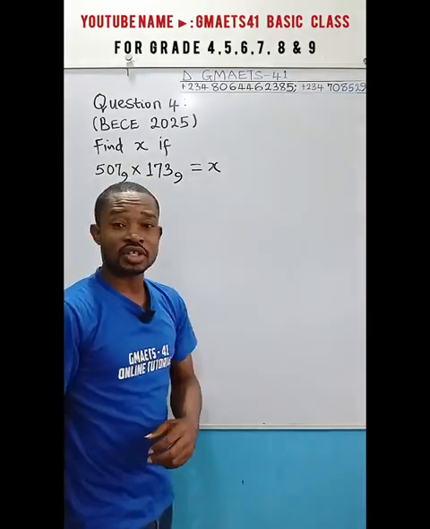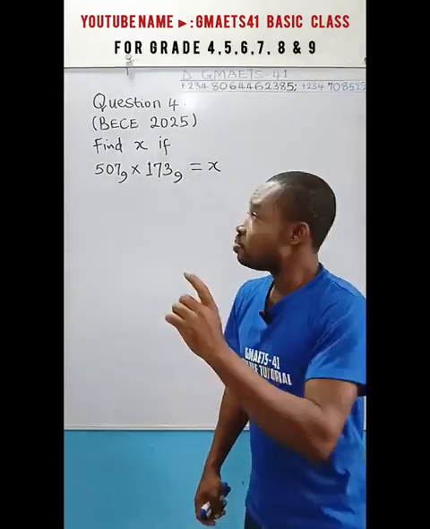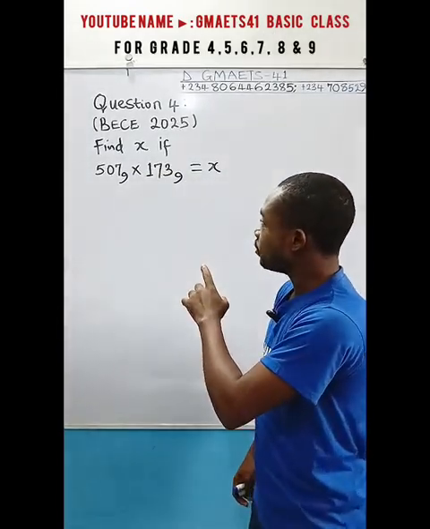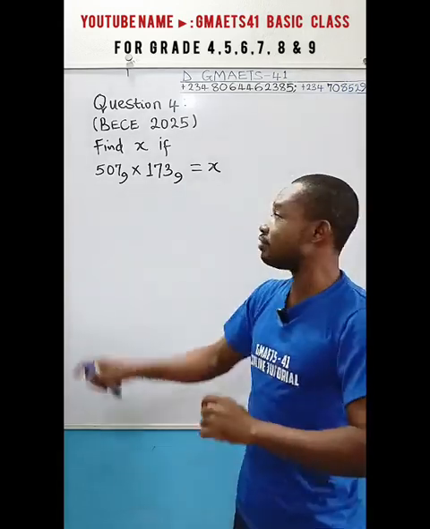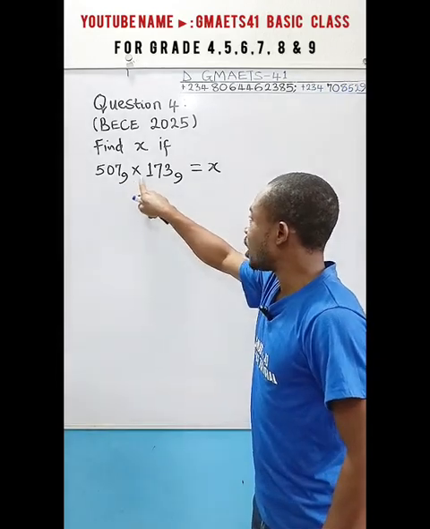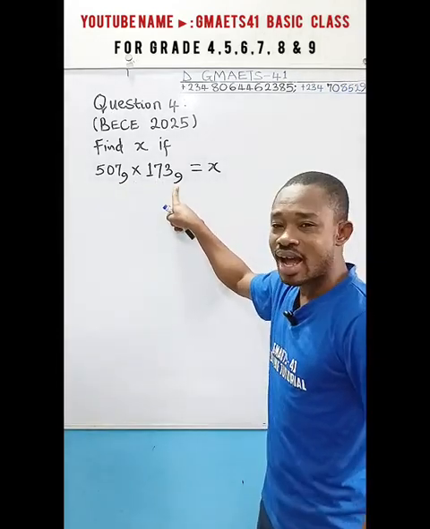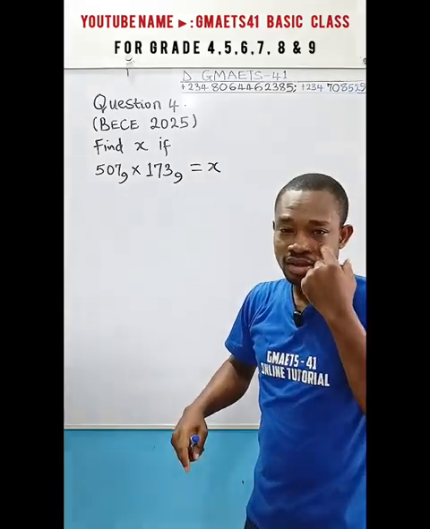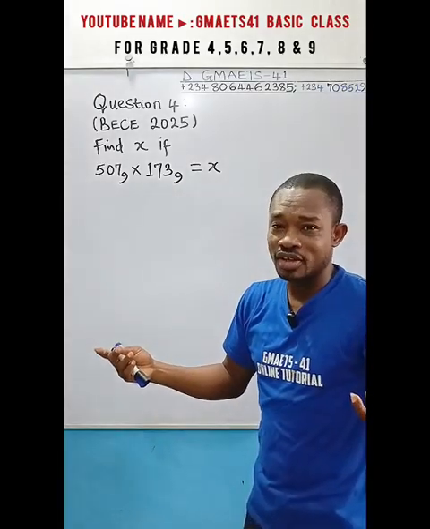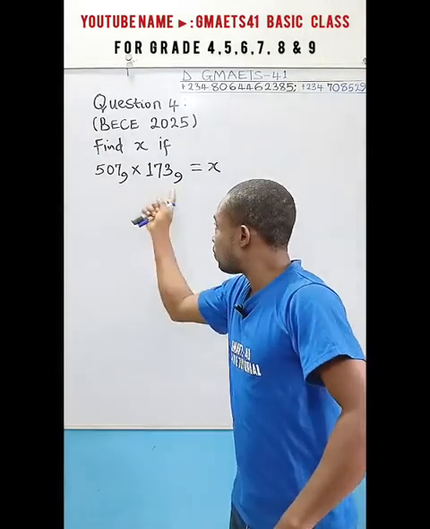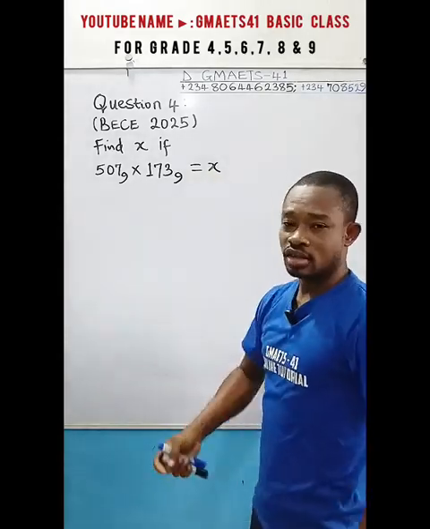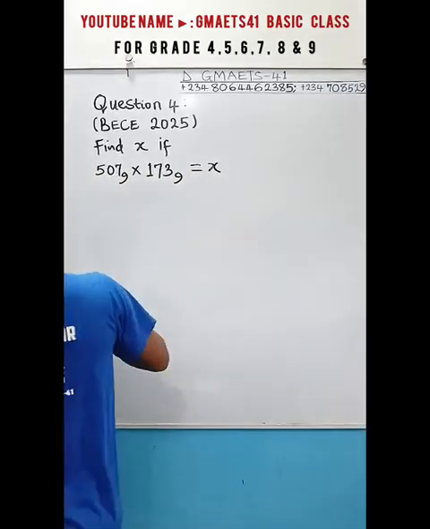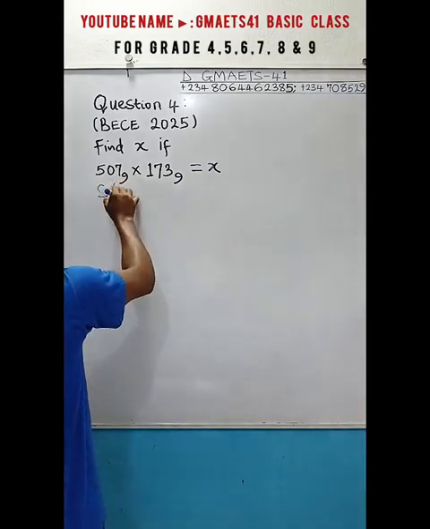Let us look at this question here. This is Besser 2025. We are asked to find x. If 507 base 9 times 173 base 9 is equal to x. So it is a simple work here to do. If you simplify this, if you solve this, any answer you get is your x. So how do we solve this question?